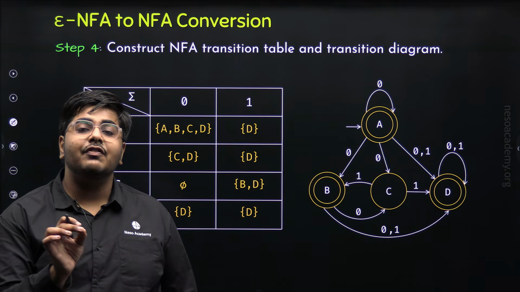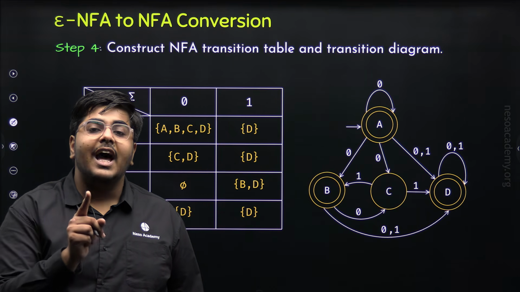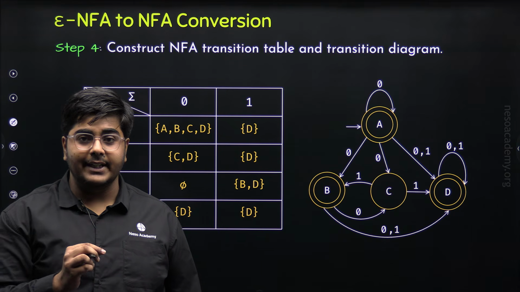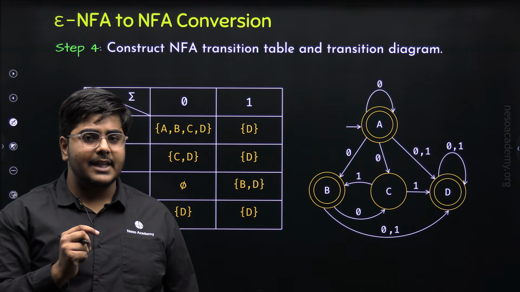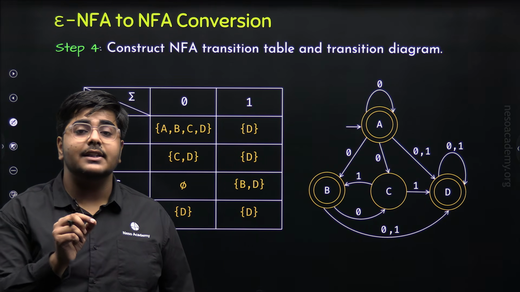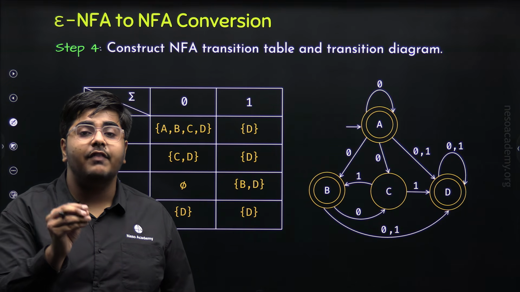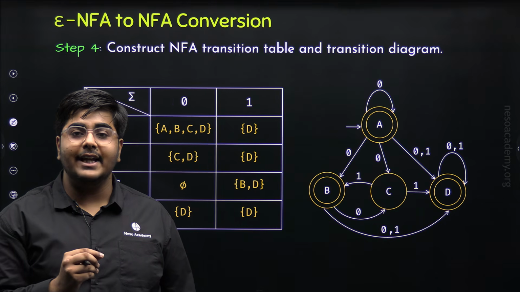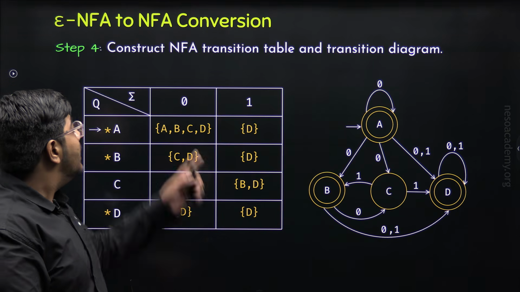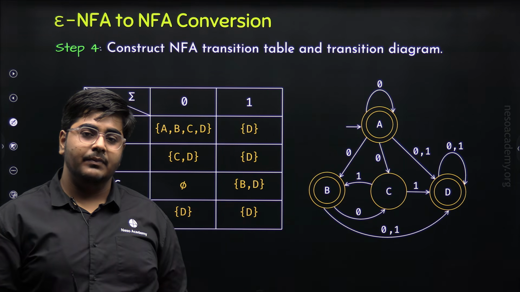And in this way, we have completed our conversion process. In the first step, we have calculated the epsilon closures of all the states of epsilon NFA. In the second step, we have created the new transitions for our resulting NFA. In the third step, we have calculated the final states of our resulting NFA. And in the fourth step, we have constructed the NFA transition table and NFA transition diagram.